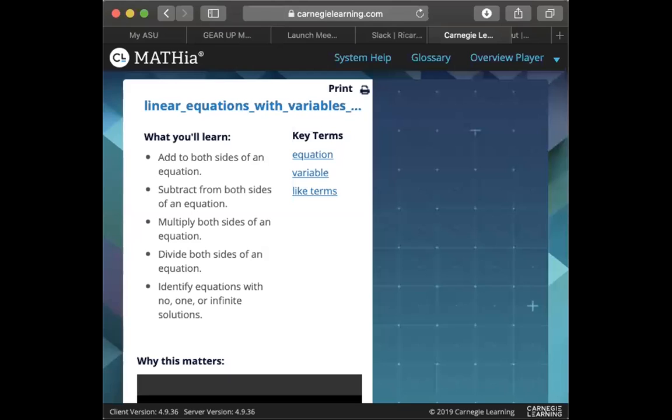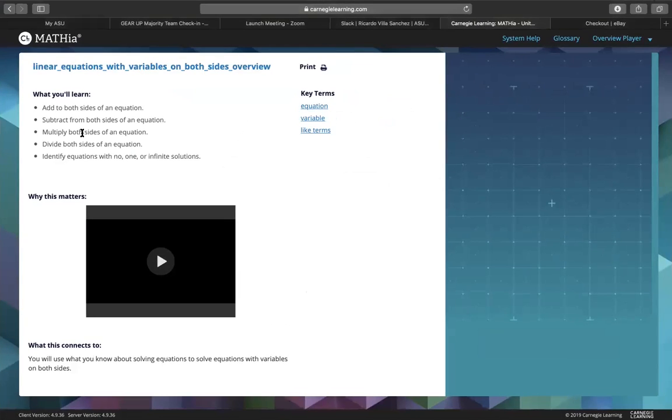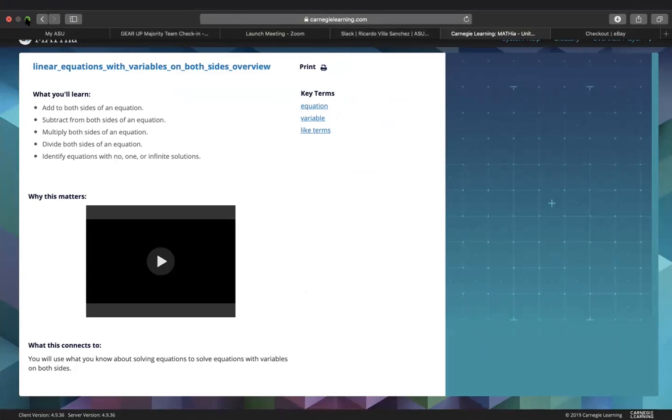So today we're going to be learning about linear equations with variables on both sides. What you will be learning today is how to add to both sides of an equation, how to subtract from both sides of an equation, how to multiply both sides of an equation, dividing, and then we will identify equations with no solutions, with one solution, or with infinitely many solutions.